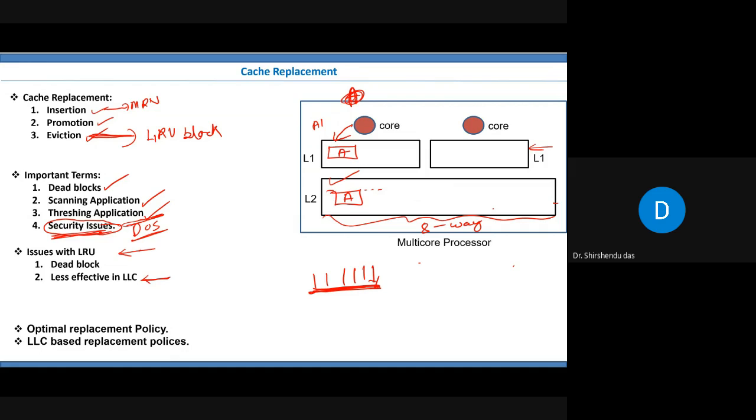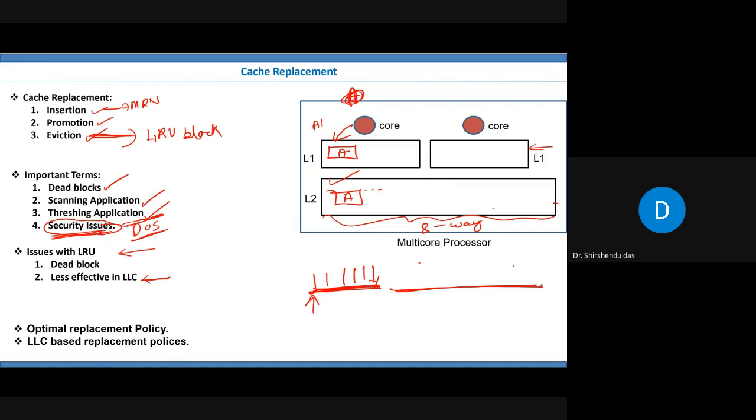But after this, maybe there is no more access. So in this case, you cannot say that A is dead. No, it's not that. It is requesting, but all the requests are served by the L1 cache. It is getting hit in L1. It is not getting replaced from L1. So in L2 it is accessed only once, though it has repeated behavior.